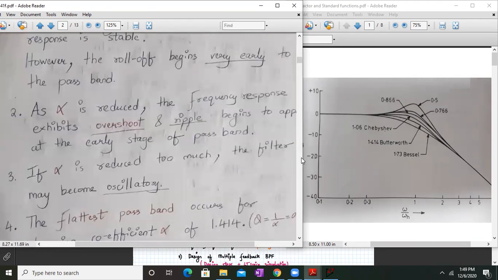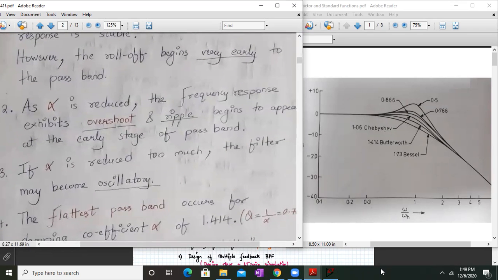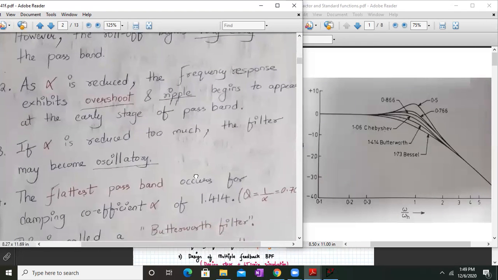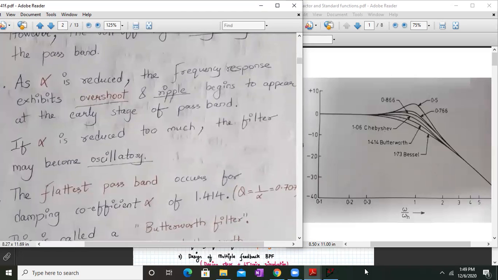As alpha is reduced, the frequency response exhibits overshoot and ripple. As you can see, as alpha is reduced more, alpha equal to 0.5, there is a ripple, and there is an overshoot over here. These are called overshoot and ripple. They begin to appear at an early stage of the pass band. Let's say here we get an overshoot much earlier. So if alpha is reduced too much, the filter might become oscillatory.